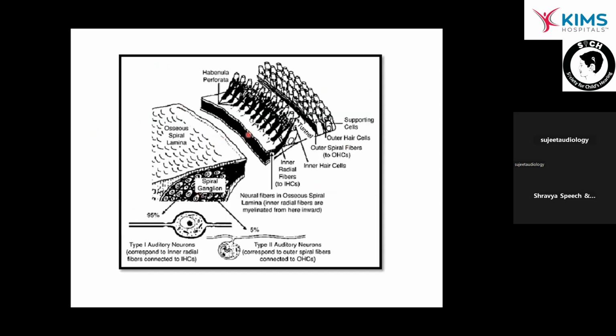And if you look at this diagram, same thing: you have one row of inner hair cells, 3 or 4 rows of outer hair cells, and it leaves the cochlea via your habenula perforata. And what you see here is the spiral ganglion. A spiral ganglion is the cell body of the auditory neurons. Here, there are two types of spiral ganglion cells, that is, two types of auditory neurons: type 1 auditory neurons and type 2 auditory neurons.